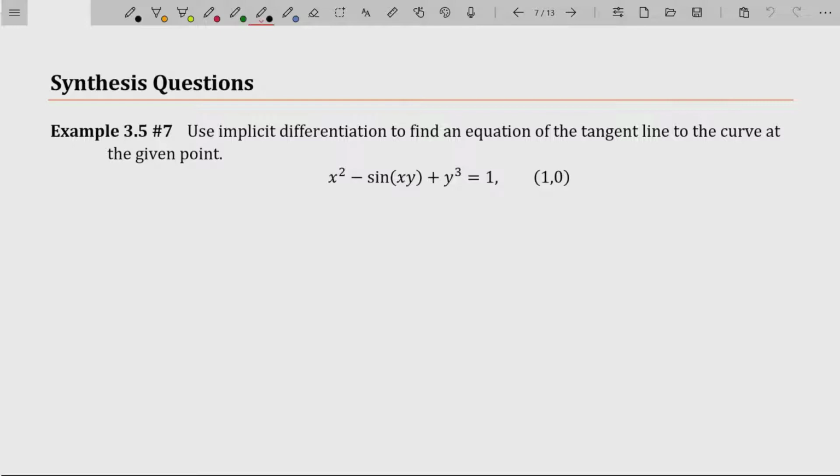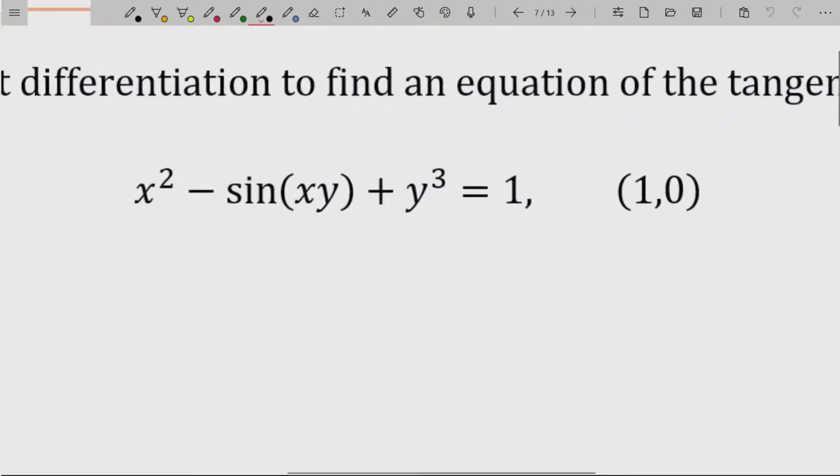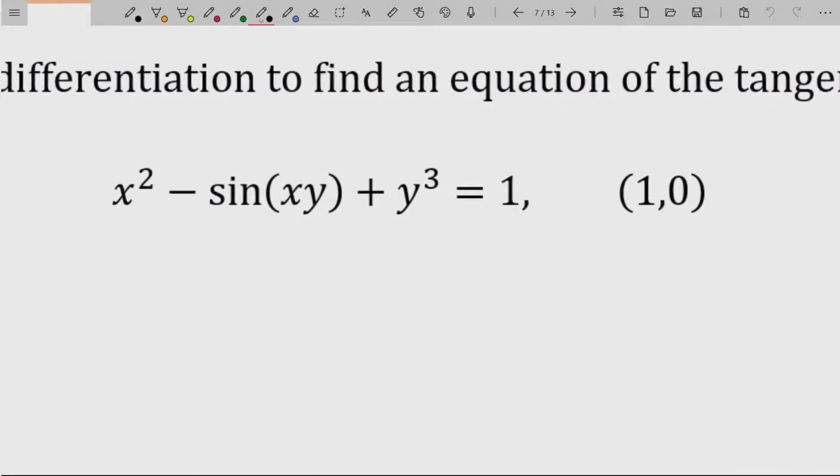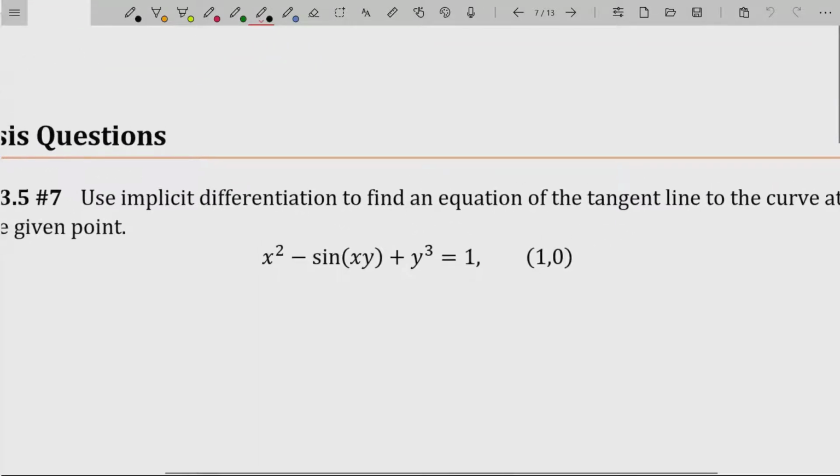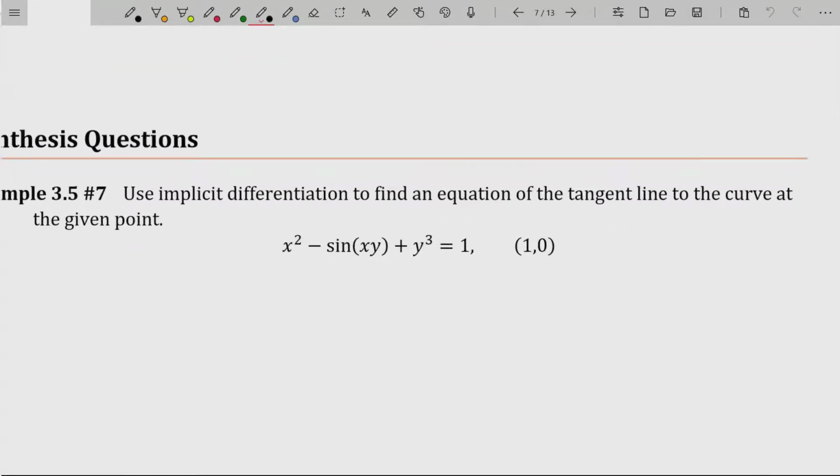One thing that students hate about implicit differentiation is the fact that they have to solve for dy/dx. It's the algebra at the end, that's what they hate. But when asked to find the equation of the tangent line at a point, you do not actually have to go through and solve for dy/dx. Let's see why. First of all, what do you need for the equation of a line? You need a slope and you need a point. Luckily, they've given us a point, so we just need the slope at that point.